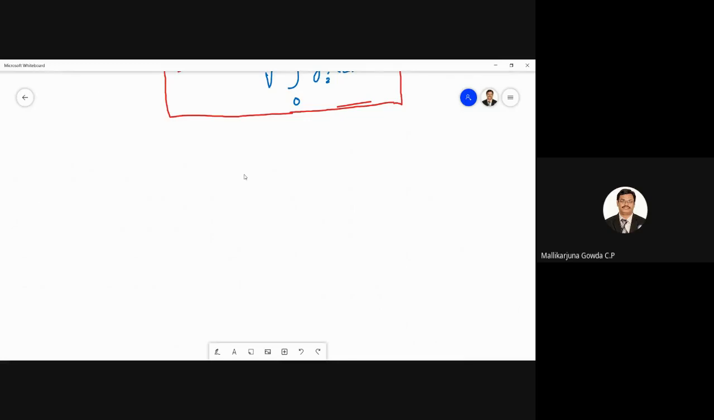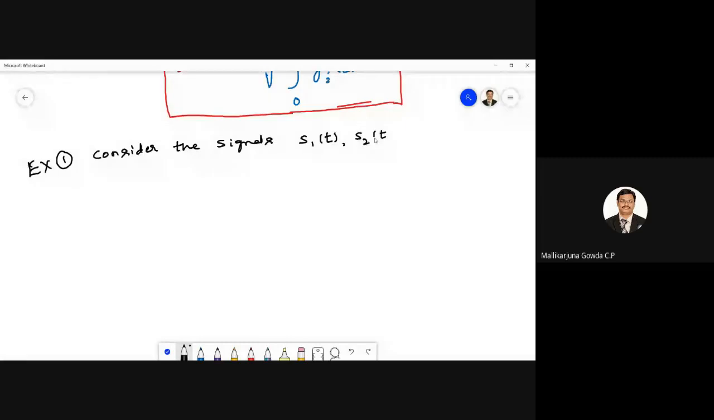Okay, now let us take the example. Consider the signals S1 of t, S2 of t, S3 of t, and S4 of t. So I have 4 signals, as given below.